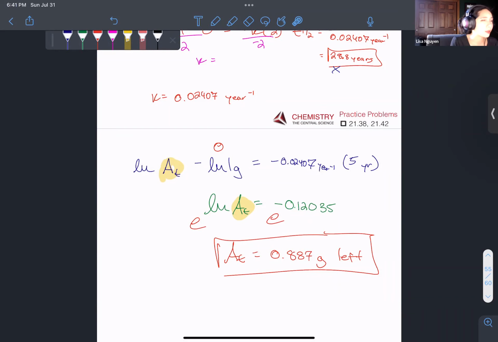If the mass goes up, that shouldn't make sense. Your substance is losing mass, it's decaying. It shouldn't be going up in mass. That would not be decay. So if you see that your mass goes up, probably what happened is you forgot that negative sign. Okay, so there we go.